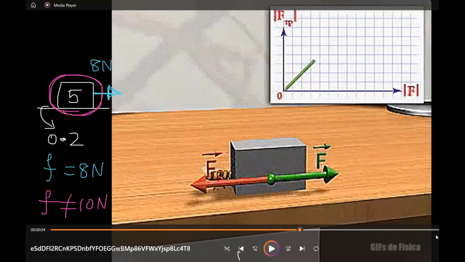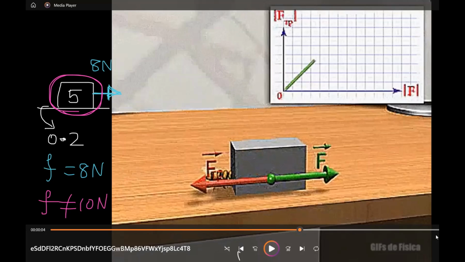To move a 5 kg block, how much force do you need to apply? More than 10 Newton, because you calculated friction. How much did it come to? 10 Newton, correct or not? If you apply 1 Newton, will it move?